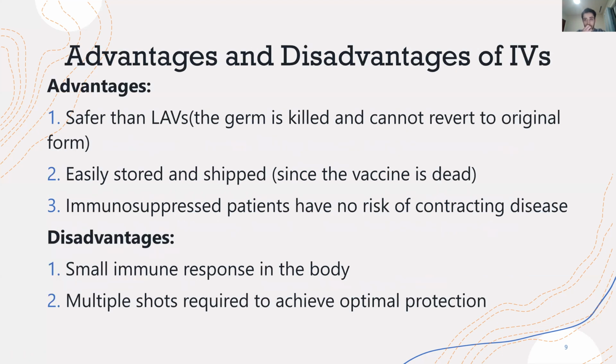Advantages of this type of vaccine, inactivated vaccine, is that it's much safer than LAVs since the germ is killed. It's also easily stored and shipped since the vaccine is dead. It can't give you any pathogenic effects, and it can be given to immunosuppressed patients, which is a huge advantage because it gives more broad people to take the vaccine. Disadvantages would be small immune response in the body, which means multiple shots are required to achieve optimal protection.